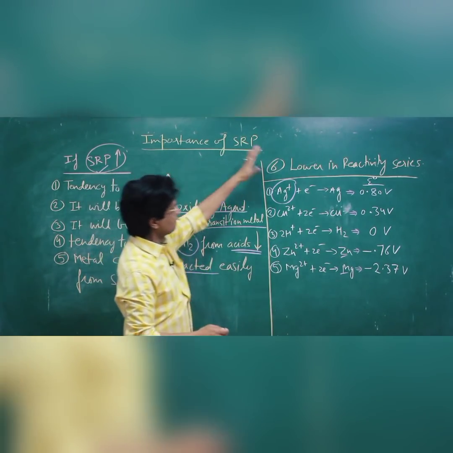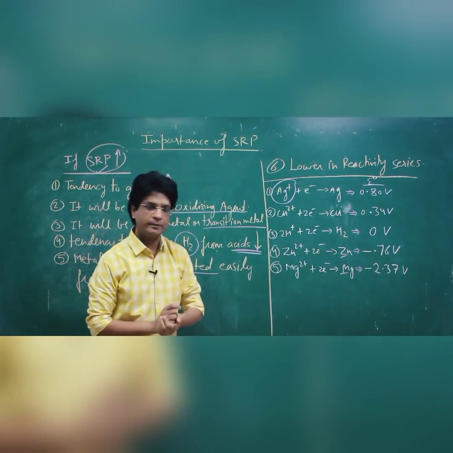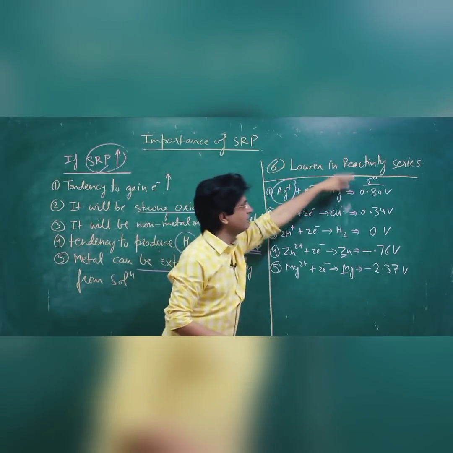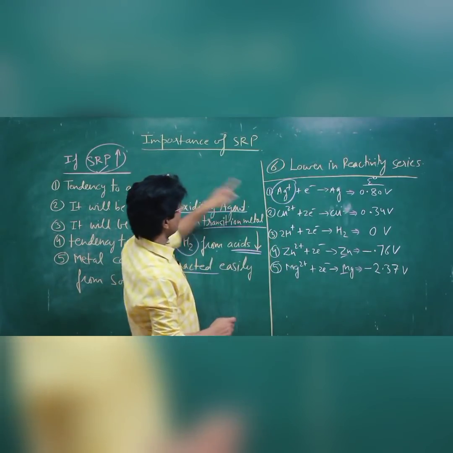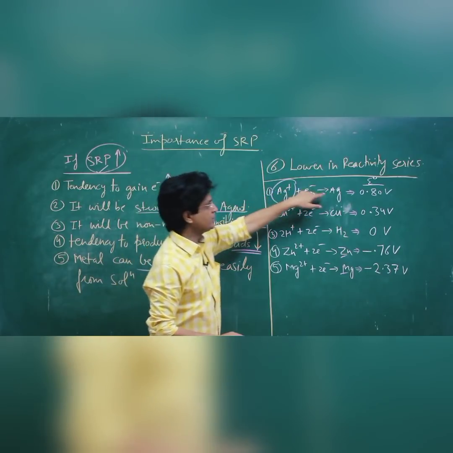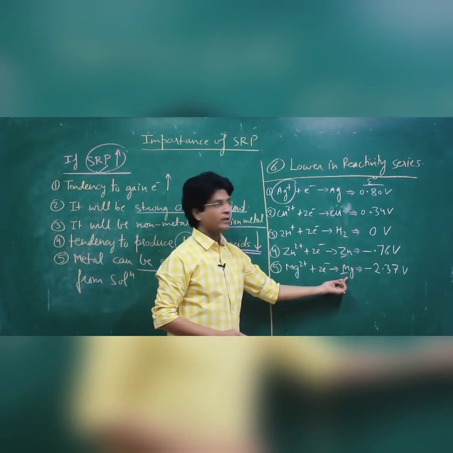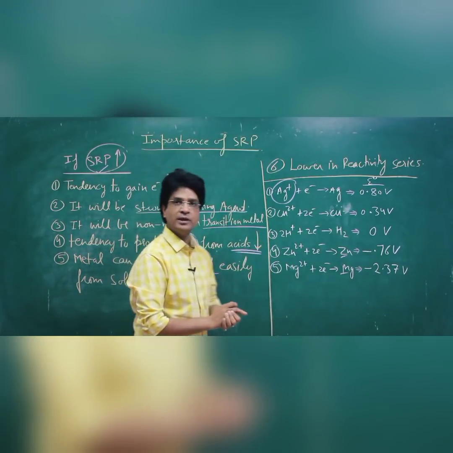Now, which of the following is the most reactive element in this series? If you are higher in the SRP, you are lower in the reactivity series. So the higher SRP is basically Ag. So silver will be the least reactive, while magnesium will be the most reactive. I hope the application of this is now clear.